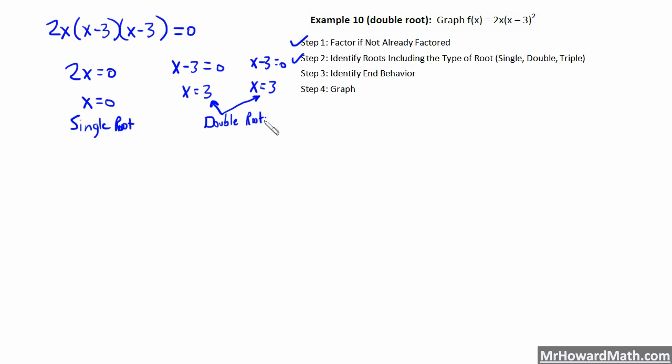Okay, so that part's done. Now we need to identify the end behavior. A quick rule of thumb is, see how we have a power of 2 here, and then we're multiplying this power of 2 portion by a power of 1. Well, that's going to give us a cubic when we're done.